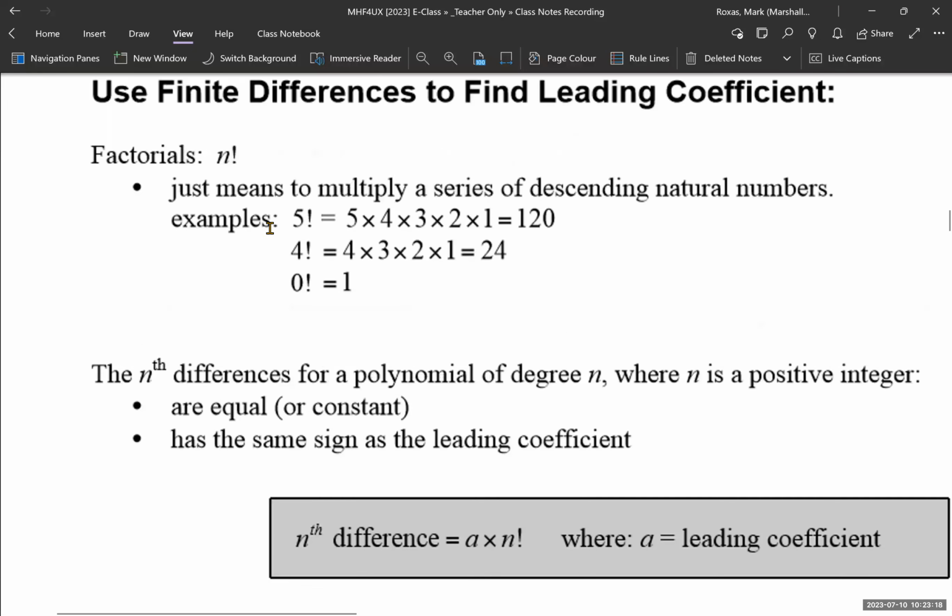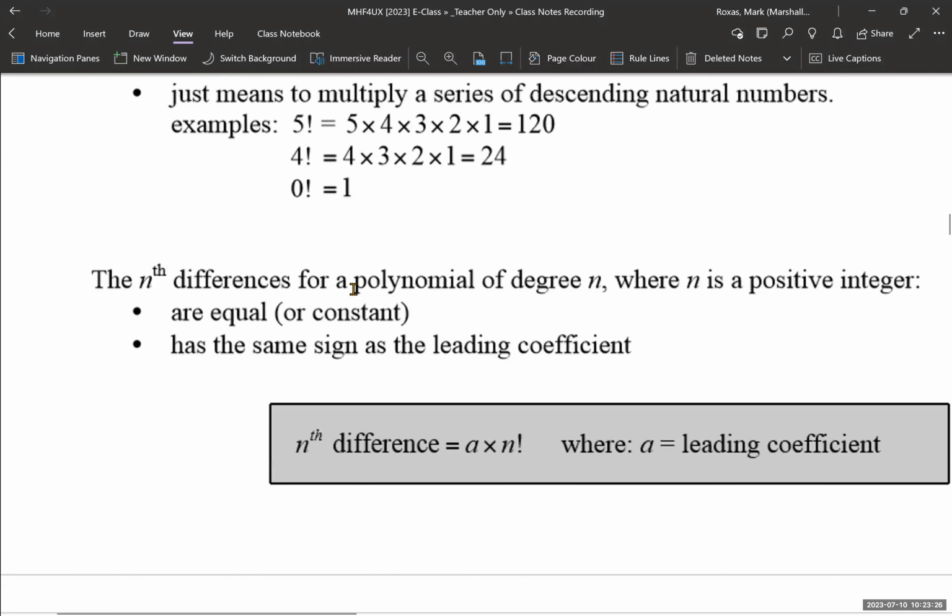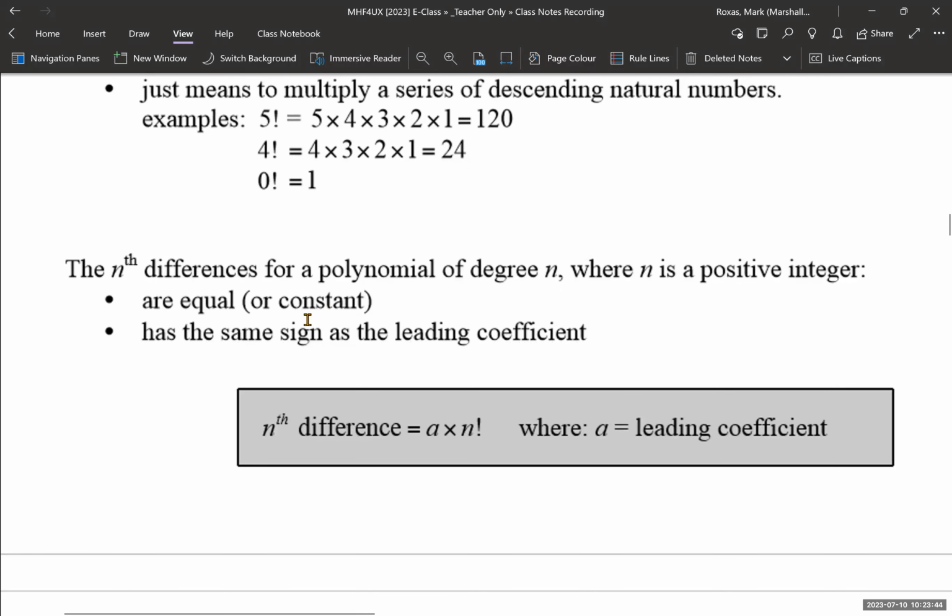Okay, so with that in mind, we can use factorials to help us find the leading coefficient of a polynomial function. And that's going to bring us back to nth differences, your first and second differences. Remember those from a table of values from previous years? So we're going to find the nth differences for a polynomial of degree n, where n is a positive integer. And we're going to find that those differences are equal or constant. That indicates to you what degree that is. And the nth differences will also have the same sign as the leading coefficient.